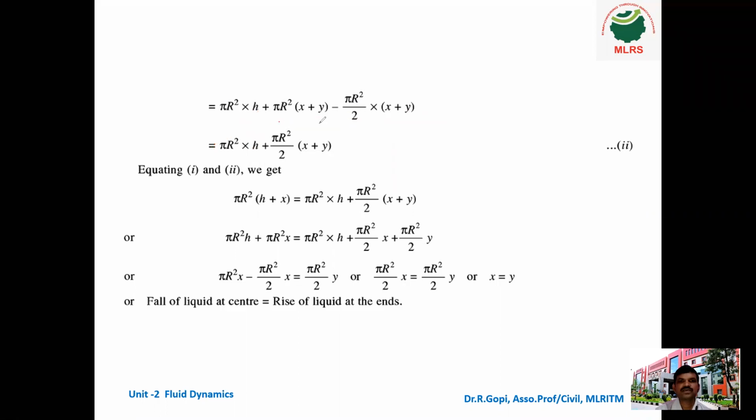If you simplify, just think here: pi r square into x plus y here, and here also pi r square into x plus y. But here 1 is there, minus here half is there. So 1 pi r square into x plus y minus 1 by 2 pi r square into x plus y. So what is this answer? 1 minus 1 by 2, what is the answer? Half. So 1 by 2 pi r square into x plus y. So this is the answer.